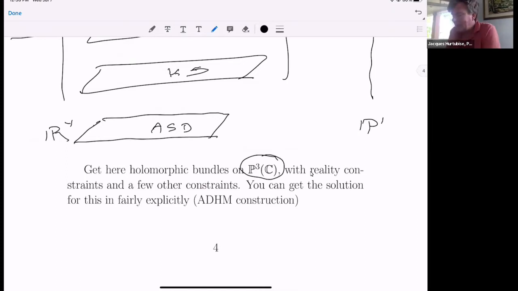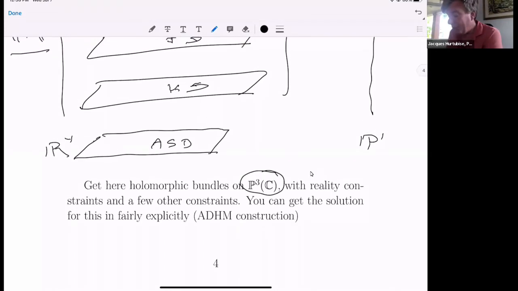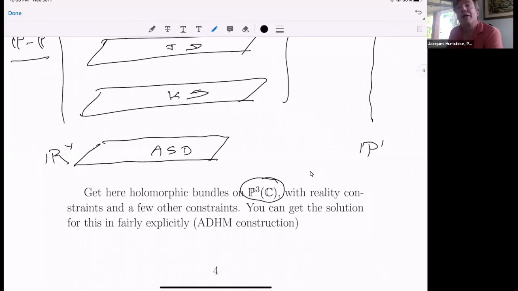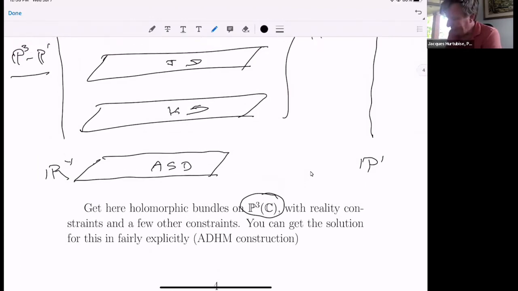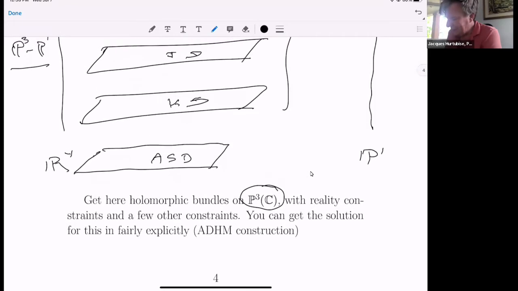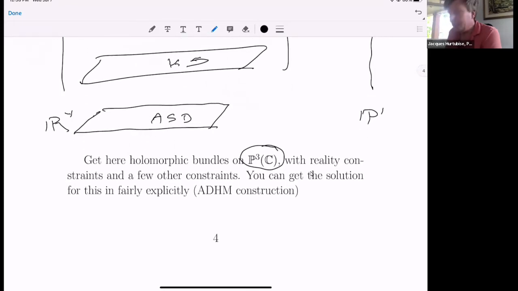On the other hand, there's this lovely ADHM construction that basically gives you the holomorphic bundle in terms of matrices, and from there you can indeed compute. It gives you very, very explicit descriptions of the actual solutions.